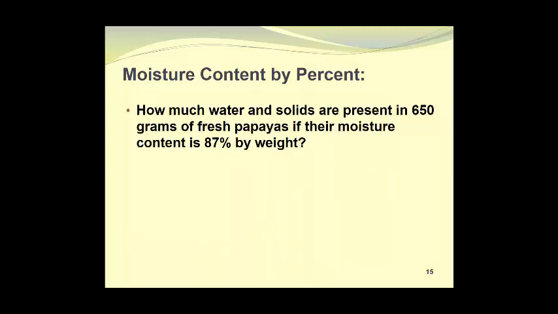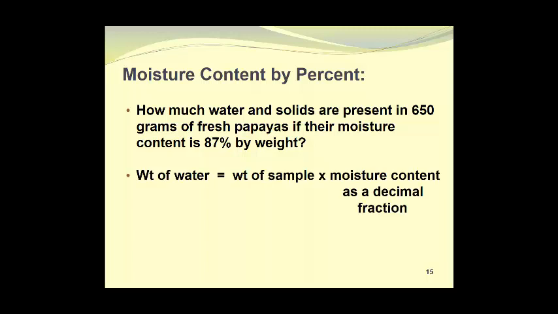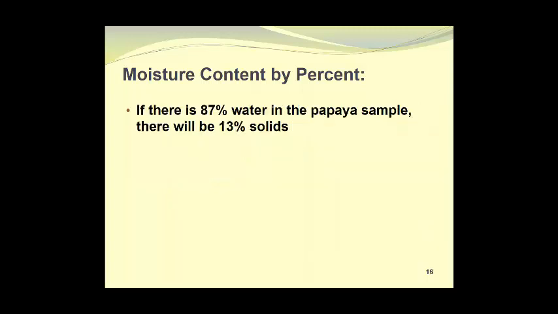Now we're asked to find how much water and solids are present in 650 grams of fresh papayas if their moisture content is 87% by weight. The weight of the water will be equal to the weight of the sample times the moisture content as a decimal fraction. So we take the weight of the sample, 650 grams, multiply it by 87% as a decimal fraction, which is 0.87, and the result is 565.5 grams of water in the sample.